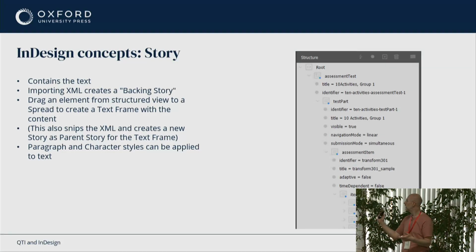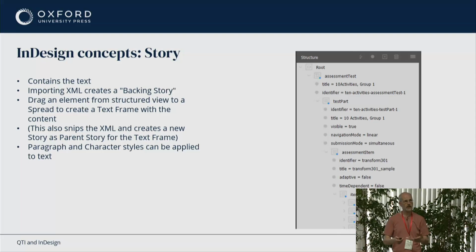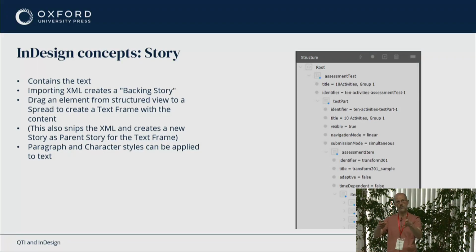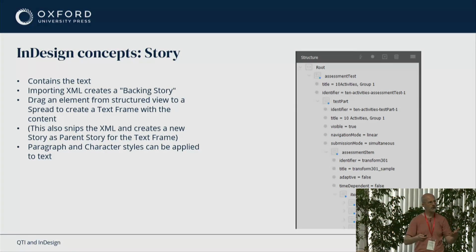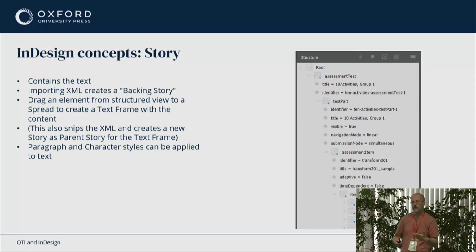You do see, if you open the structured view, kind of a hierarchy of the XML structure. And then what you do in the manual process is you drag nodes from that onto your page, your spread, and that process creates a text frame, and it snips out the content from the backing story, and it creates a story that's linked to the text frame. So you've now got a window on your spread onto the content that's behind it. At that point, you can start applying your paragraph and character styles.